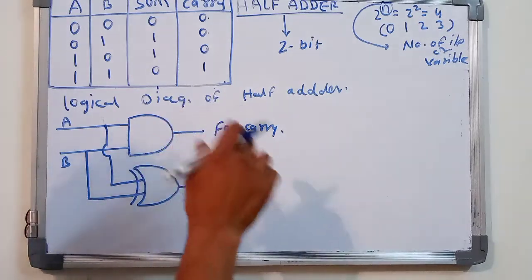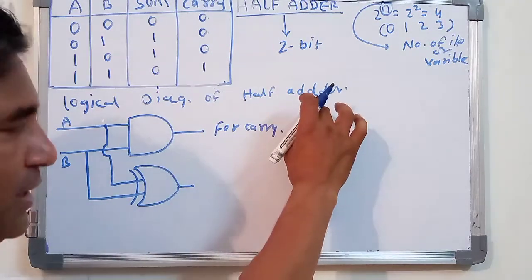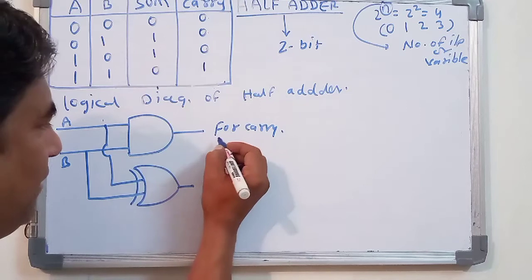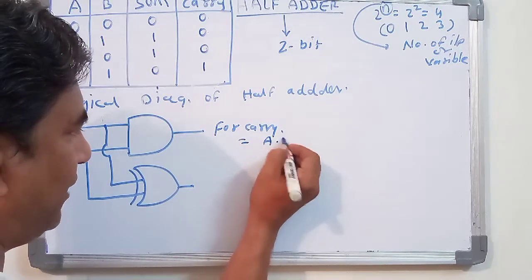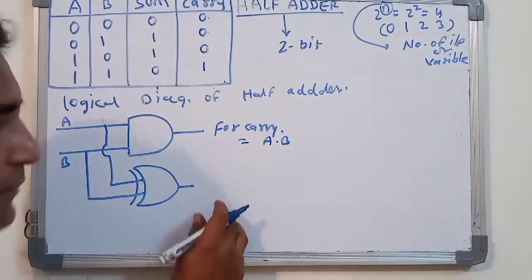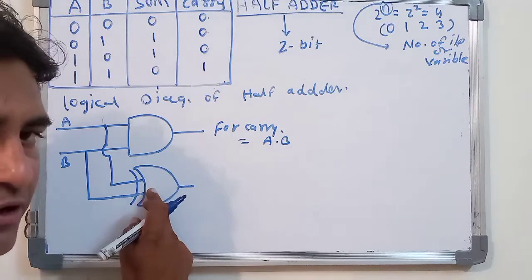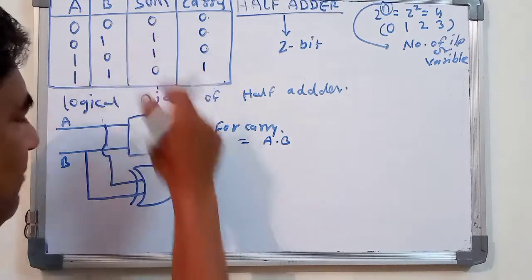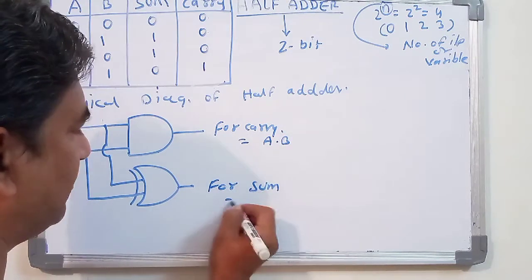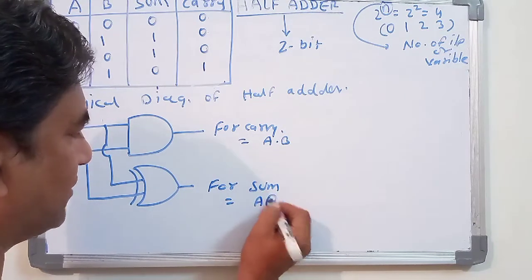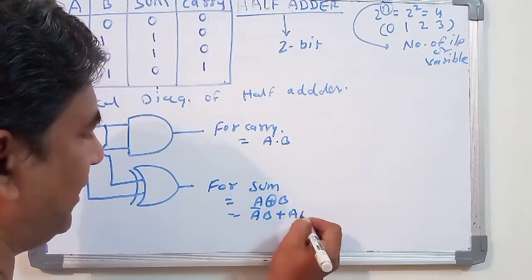Why this carry? How is this carry formed? From this table, by observing, you may say that for carry the output is A dot B. Then for the sum, we have designed the XOR gate. For this XOR gate table, it is the sum and the output is A XOR B, that is A bar B plus A B bar.